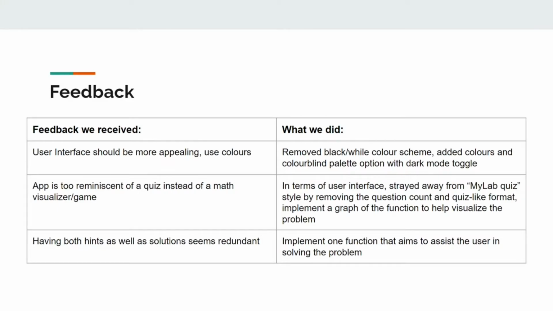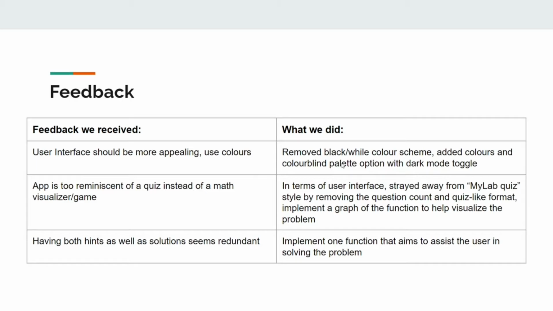Now, we received a great amount of feedback on our initial idea in order to refine it further into creating a more detailed, perfected final idea on which to base our prototype. One common piece of feedback that we got was that our user interface should be a bit more appealing. And so we scrapped the black and white palette. We added colors as well as a colorblind palette option with an option for dark mode as well.